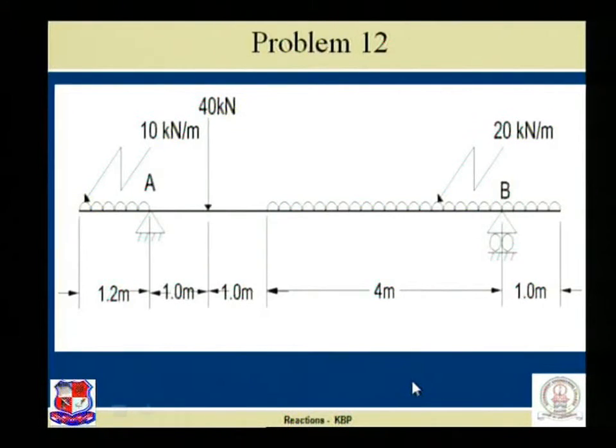Next problem. Given beam, the beam whose one end or both ends are projected beyond the support. Here the beam is projected beyond the support on both sides. Hence the given beam is an overhanging beam. And our intention is to find the support reactions at A and at B.